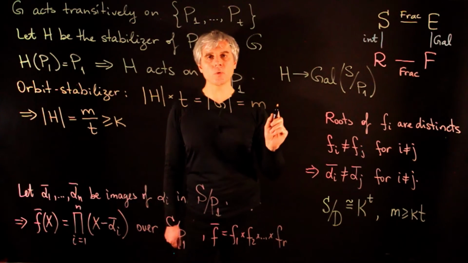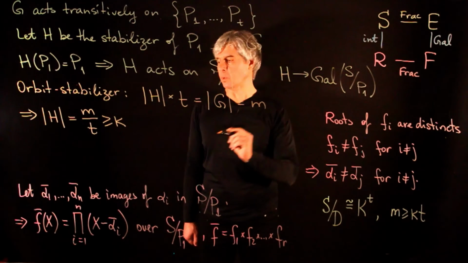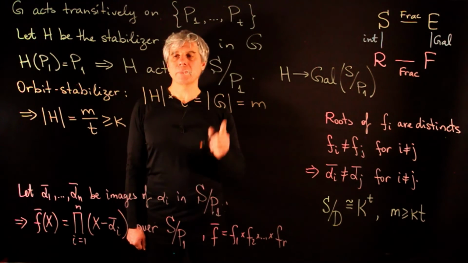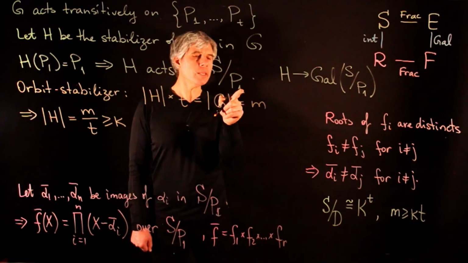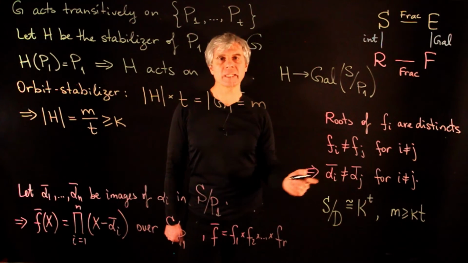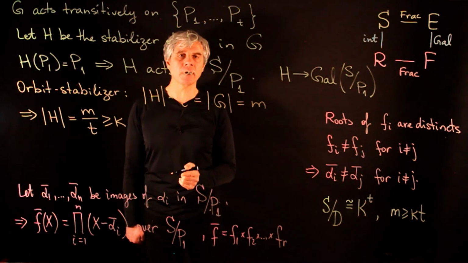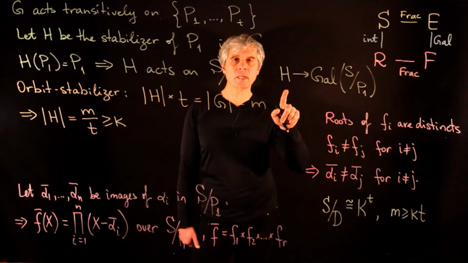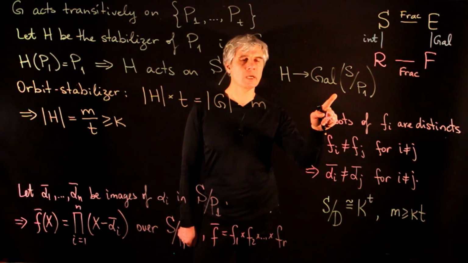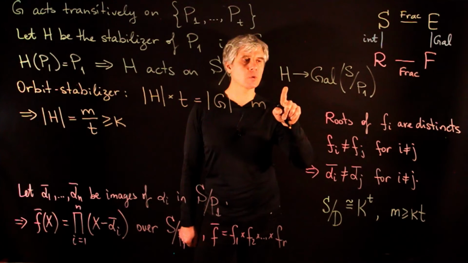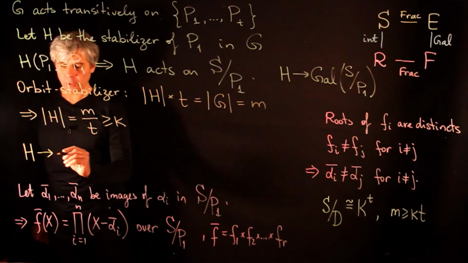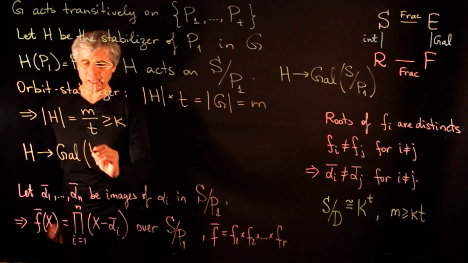Any element of the Galois group is determined by what it does to alpha i's. So every non-identical element of H will induce a non-trivial permutation of alpha i's. But when H acts on S quotient by P1, it permutes alpha i bars in exactly the same way as it permutes alpha i's. And since all alpha bars are distinct, this means that any non-trivial permutation of alpha will induce a non-trivial permutation of alpha bars. And so this homomorphism is injective. So we get an injective map from H to the Galois group of K over Z_p.